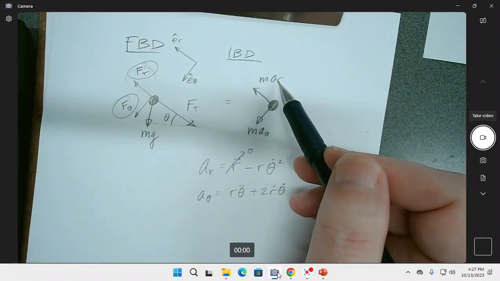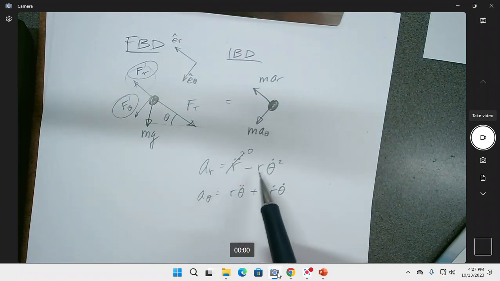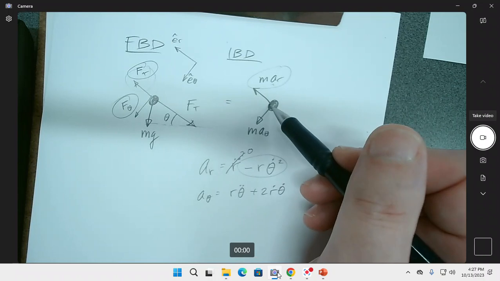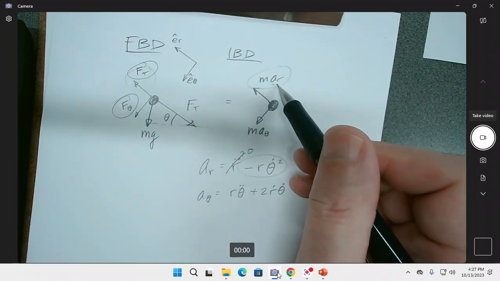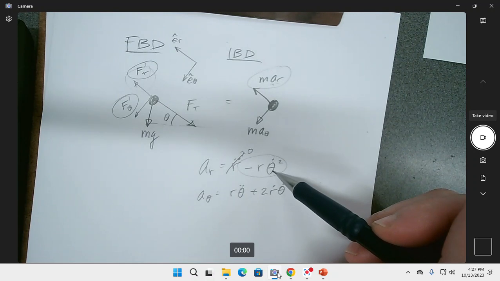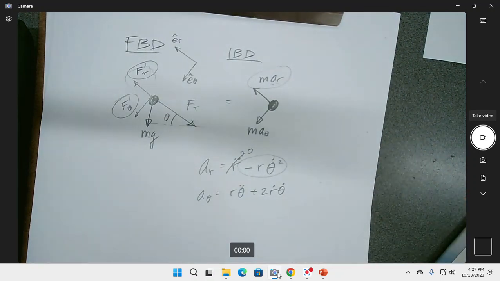Recognize that one of them, this right here, is going to be negative. So I just drew this in the positive direction. So the actual value that you would put in for AR would be the negative value right here. This is one of those cases where I would use a sign convention to try to keep track of stuff.